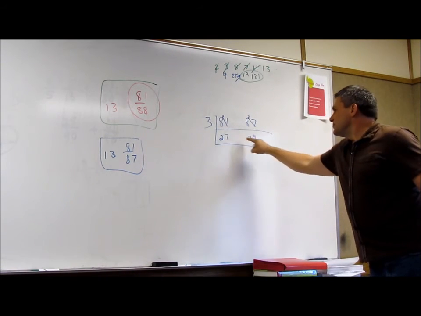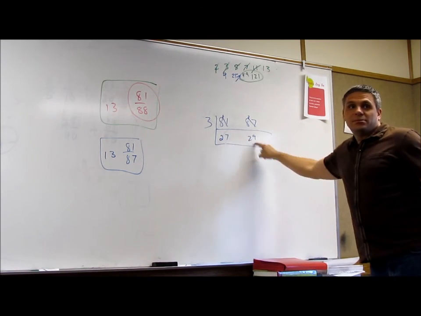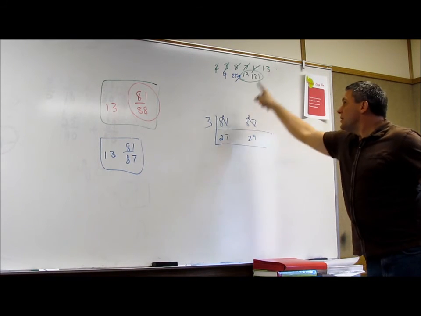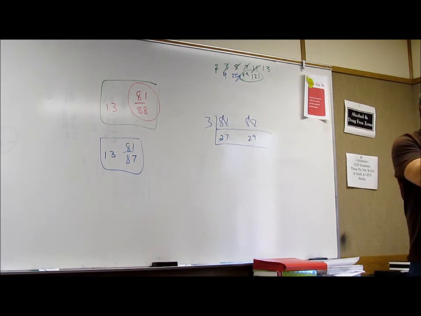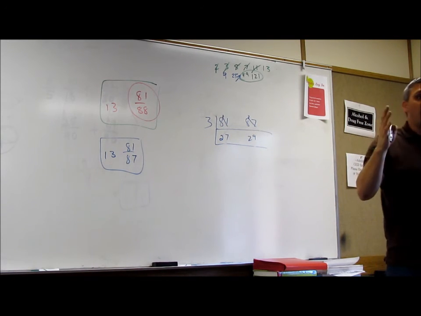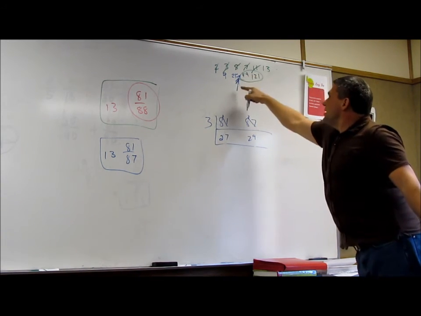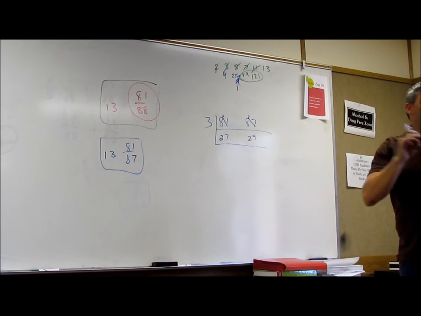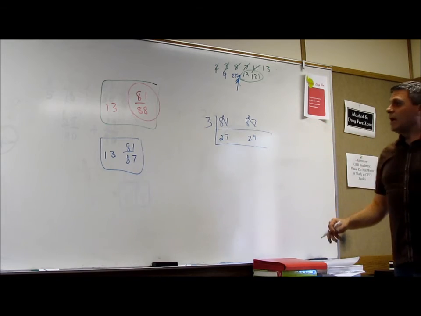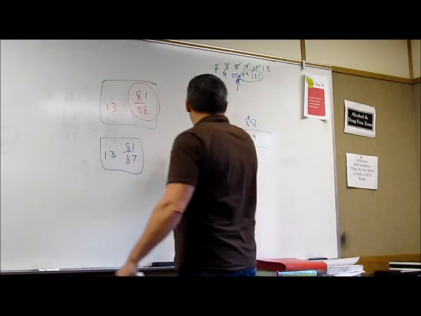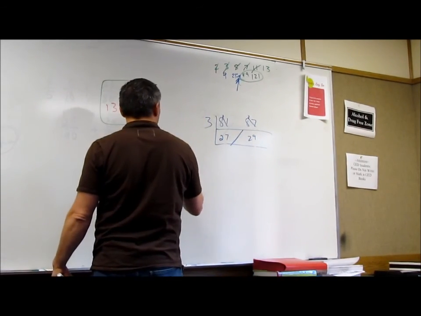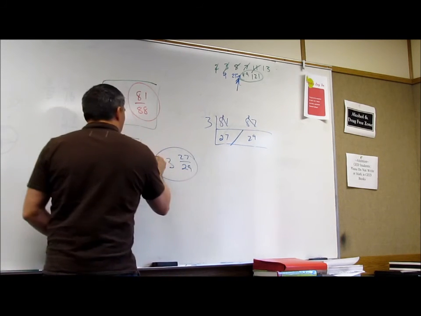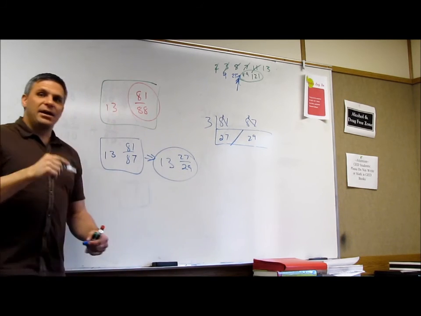So 2 doesn't, 3 doesn't, 5 doesn't, and then 7 doesn't. Because of right here, it's a number that lies between the squares of 5 and 7, so I know that it doesn't go in. And so I'm able to break this down into 27 over 29. And so this can be reduced.